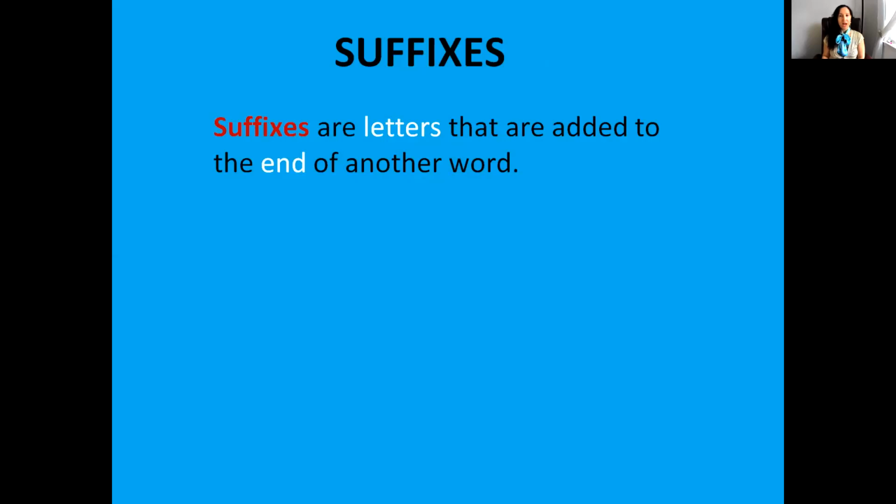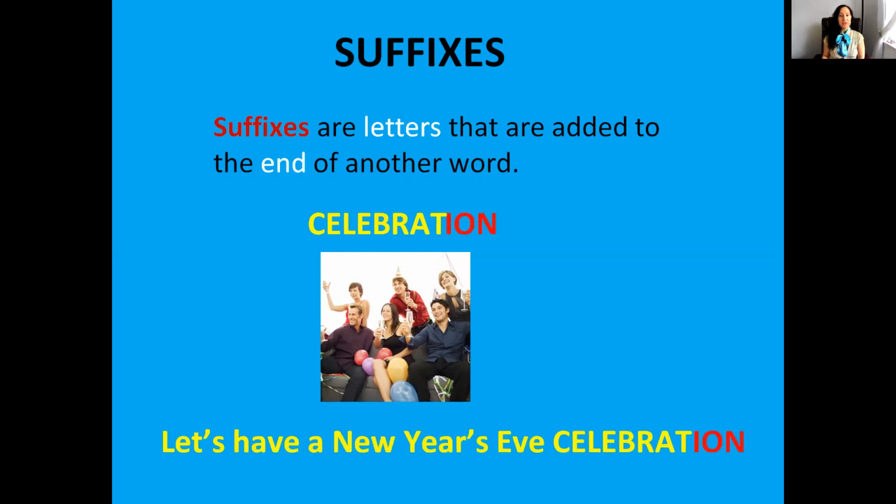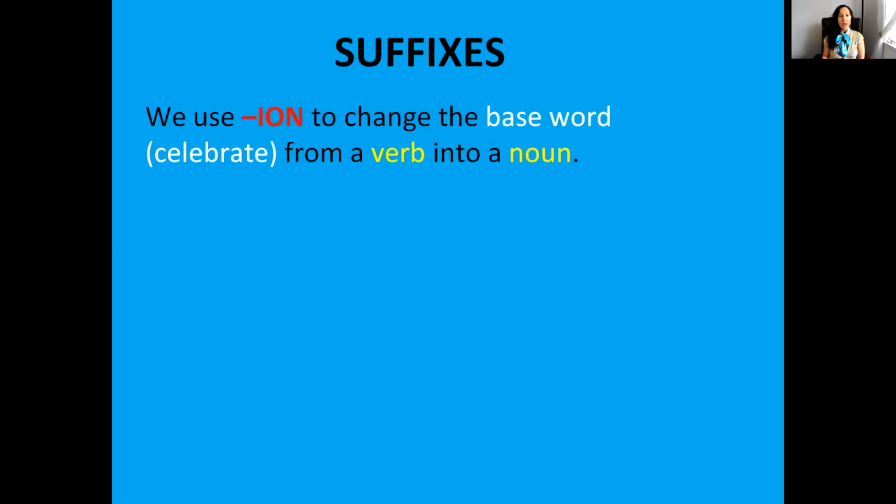Suffixes are letters that are added to the end of another word. Celebrate. Let's celebrate New Year's Eve. Celebration. Let's have a New Year's Eve celebration. We use ion to change the base word celebrate from a verb into a noun. Celebrate, celebration. Collect, collection. Pollute, pollution. You see how all of these are turning from a verb into a noun by adding the suffix ion.